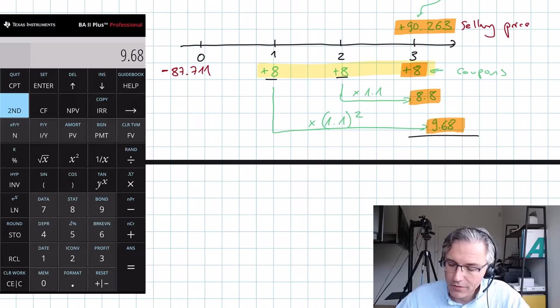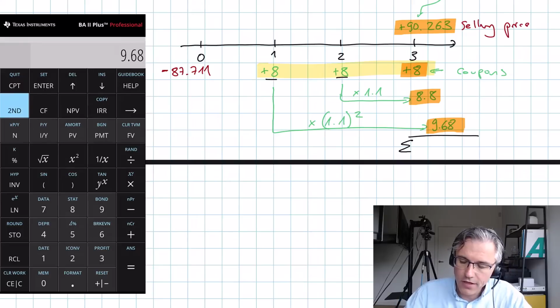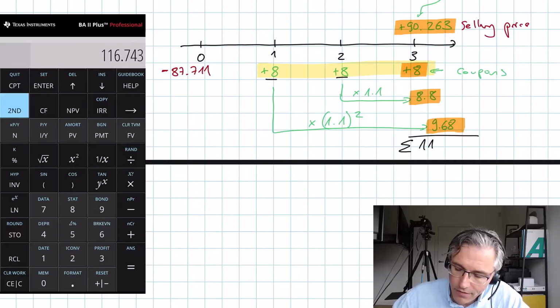And if we take all of this and add it up, let's see how much we have in total, what's going to be the sum over here. So I've got the 9.68, the bottom value on my calculator. I'm just going to add the remaining 3, plus 8.8 going from bottom up, plus 8 plus 90.263. Okay, 116.743. Good.